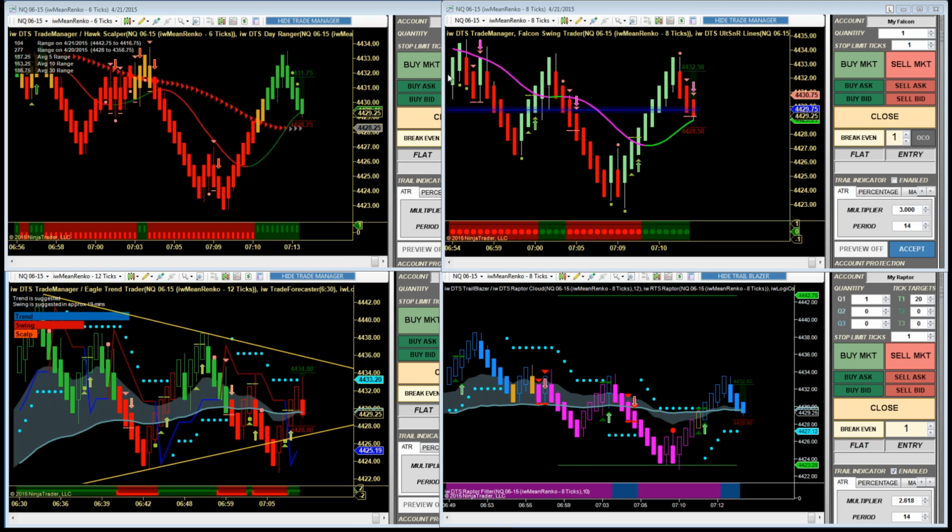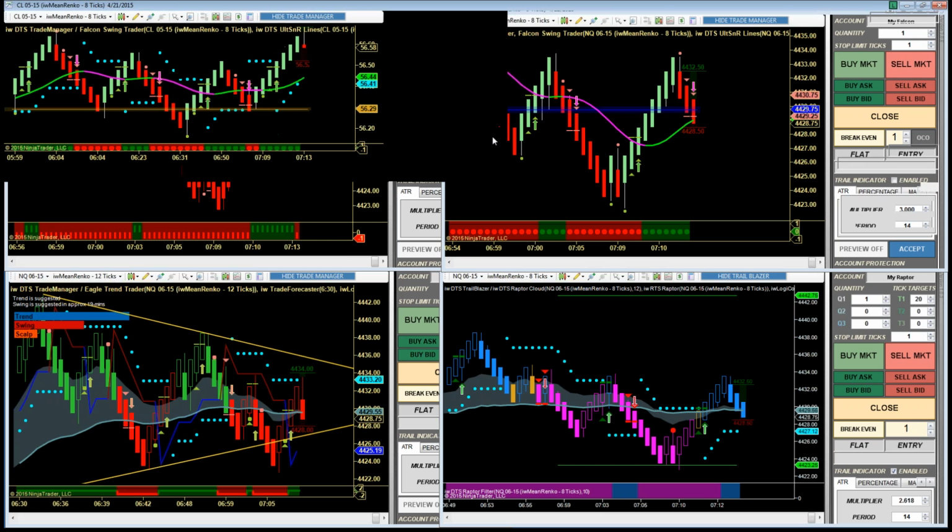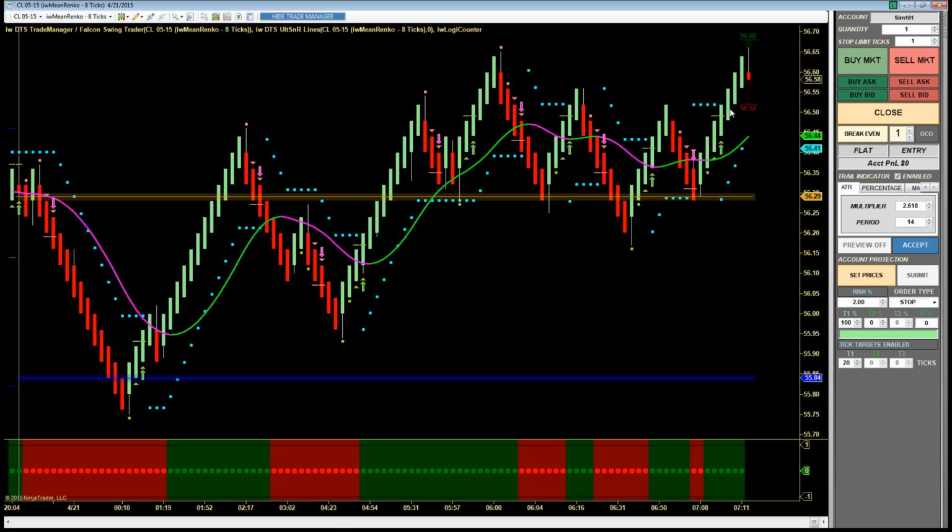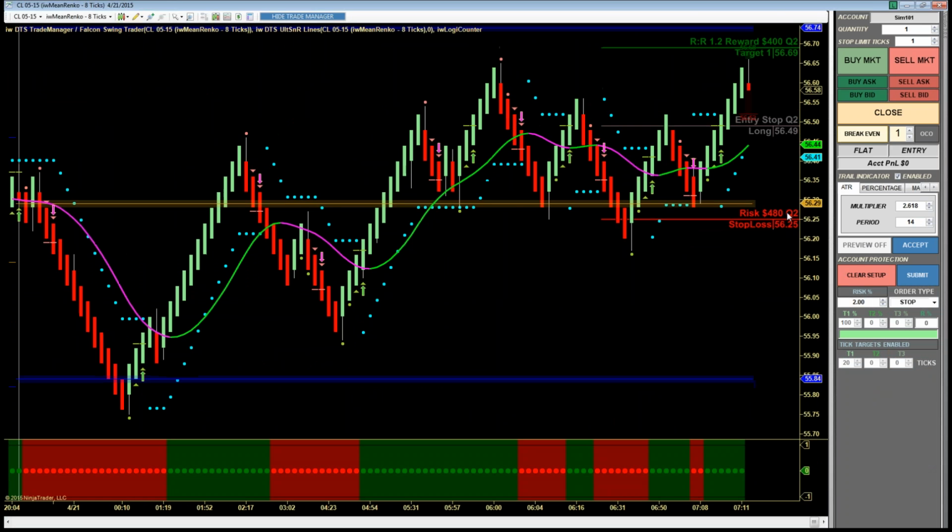We did get a trend change signal here in our Falcon tool. And I believe that was enough to find our profit objective. No, not quite. Just a little bit shy. Enough to get the trade to break even at this point.